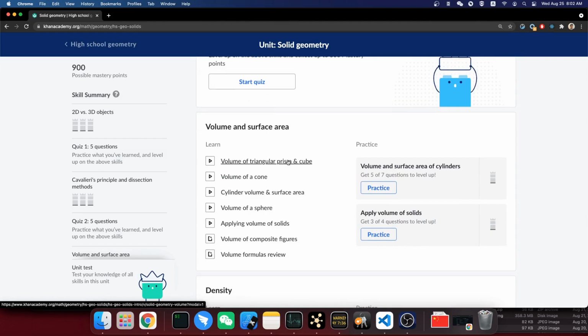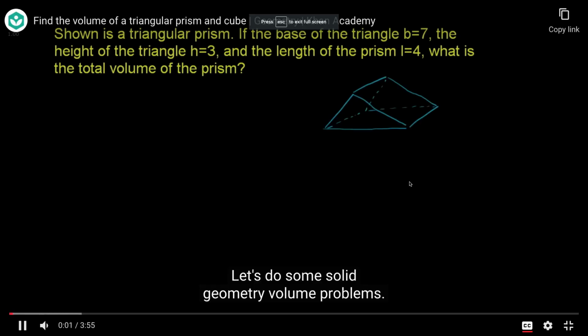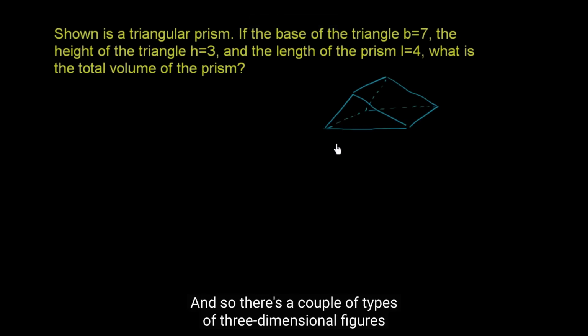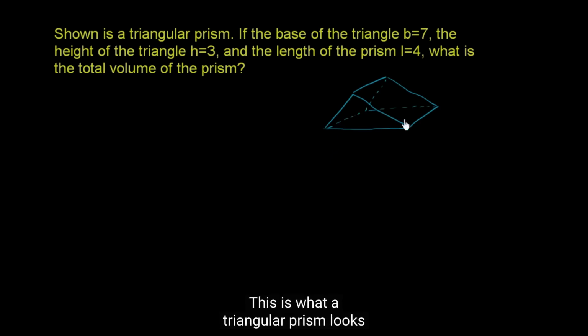All right, let's get into the first video. Let's do some solid geometry volume problems. So they tell us shown is a triangular prism. And so there's a couple of types of 3-dimensional figures that deal with triangles. This is what a triangular prism looks like, where it has a triangle on 2 faces, and they're kind of separated. They kind of have rectangles in between.